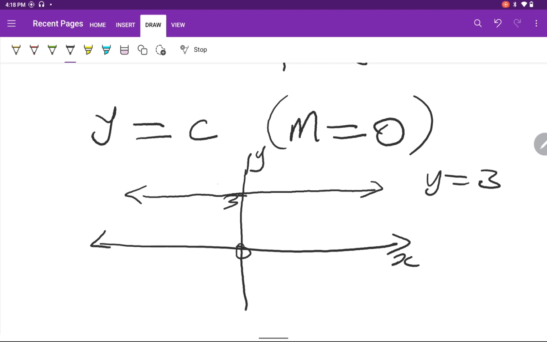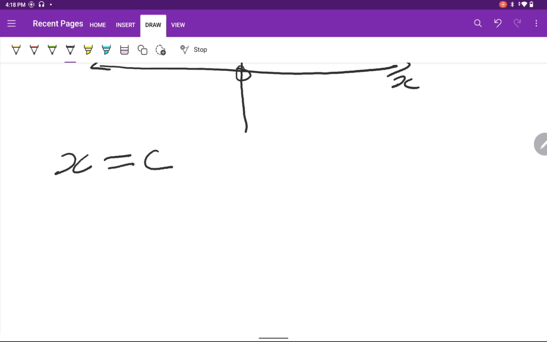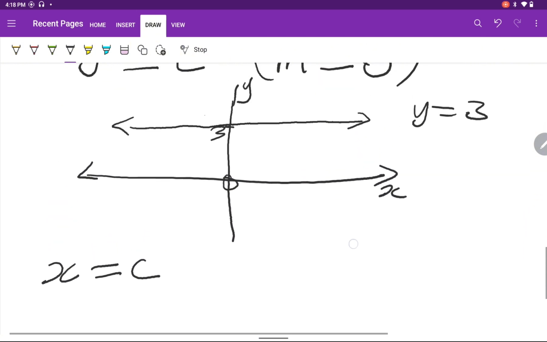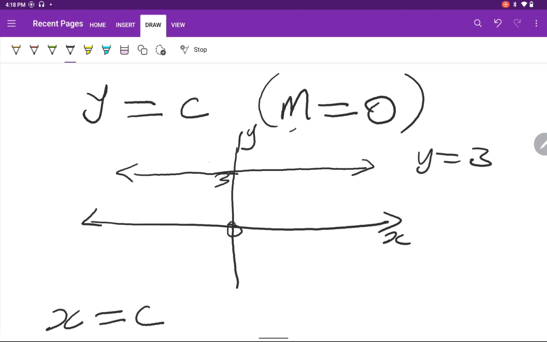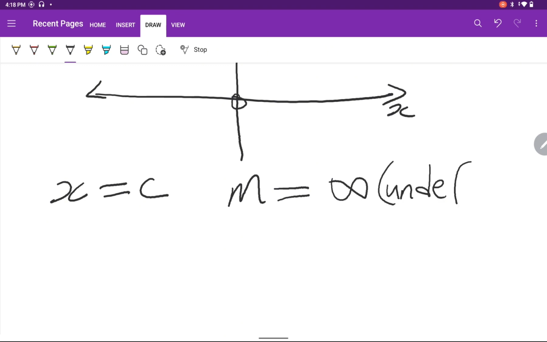So the last scenario is when we want the graph x equals c. Now this is also a straight line. Like we said with the first one, where the gradient is 0 and m is 0, hence we have this. But in this case, we cannot define the gradient. So the gradient is undefined. Now, what does that mean?